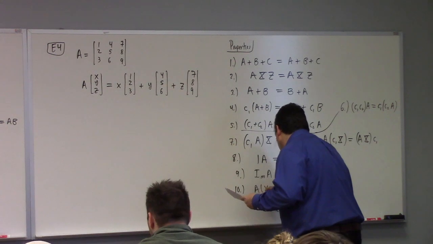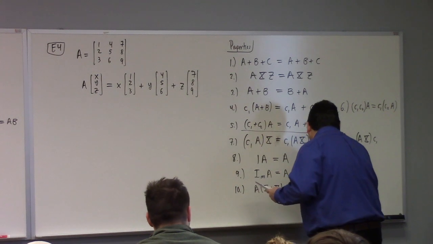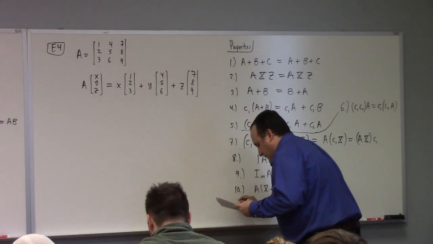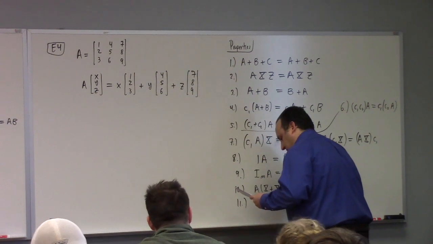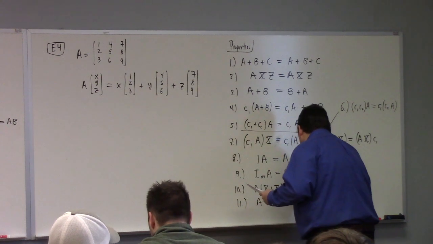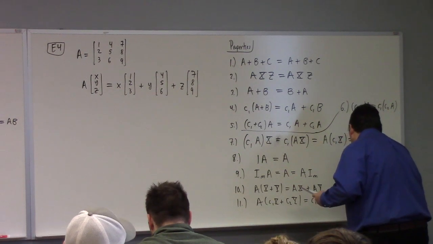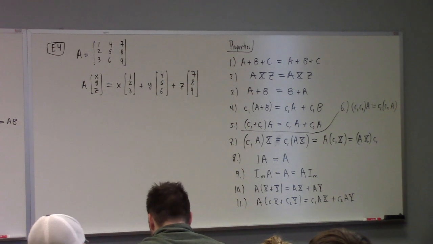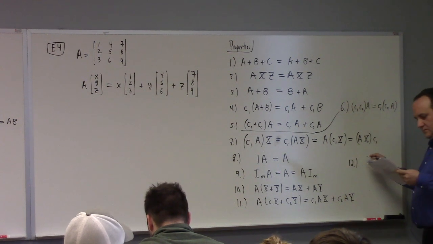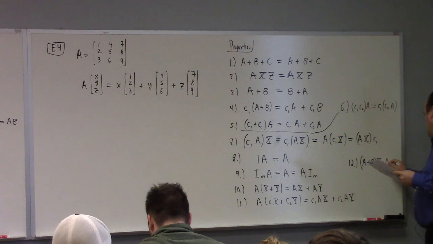A times (x plus y) is ax plus ay. 11: a times (c1x plus c2y) is equal to c1ax plus c2ay. So all this is saying, guys, is that we can pull constants wherever we want. We can distribute across addition, right? And then finally 12 here, (a plus b) times x is equal to ax plus bx.